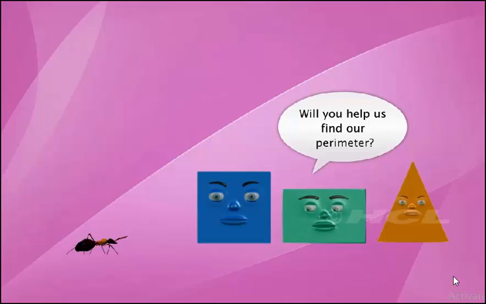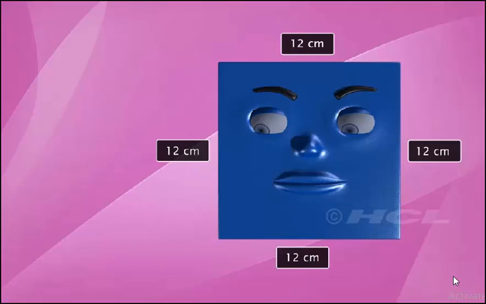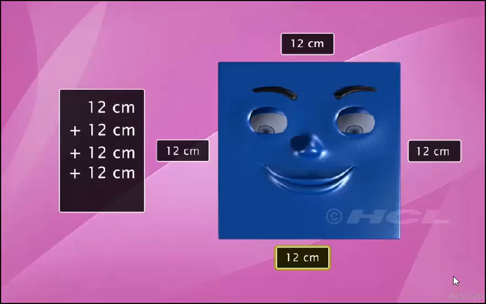The square, rectangle and triangle are quite excited to know that they can also find their perimeter. They ask the ant if it can measure their perimeter as well. The ant helps the square find its perimeter by adding up the length of each of its sides. 12 centimeters plus 12 centimeters plus 12 centimeters plus 12 centimeters makes 48 centimeters.